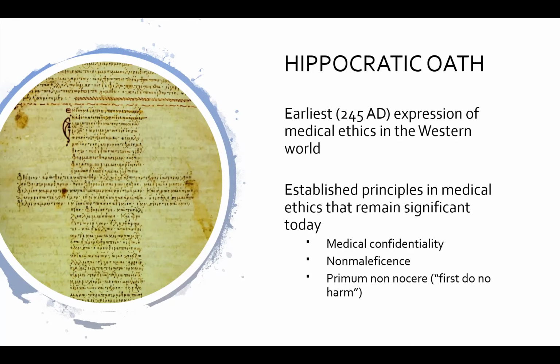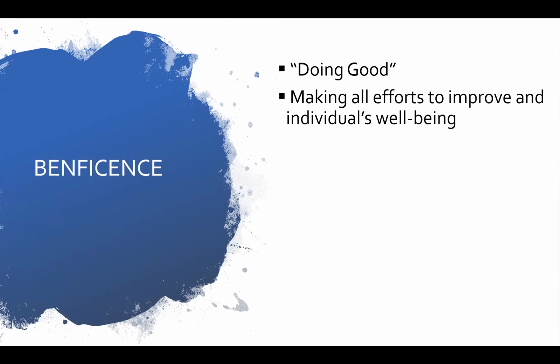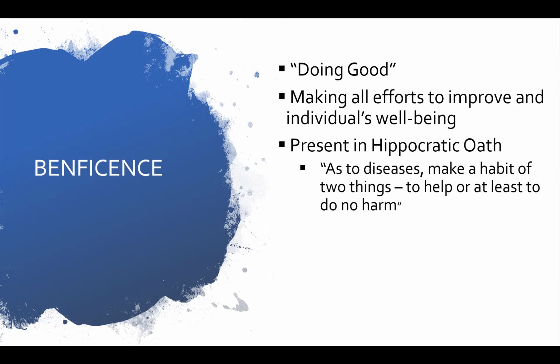So the professional ethics that are considered today that I know many of you remember from medical school, we'll go over very quickly. These are beneficence, non-malfeasance, respect for autonomy, and justice. Beneficence is the idea of doing good. Most of us went into medicine for this reason. We wanted to do good and improve our fellow human beings' well-being. This principle was present in the original Hippocratic Oath. As to diseases, make a habit of two things, to help or at least to do no harm. It's written into the Hippocratic Oath.